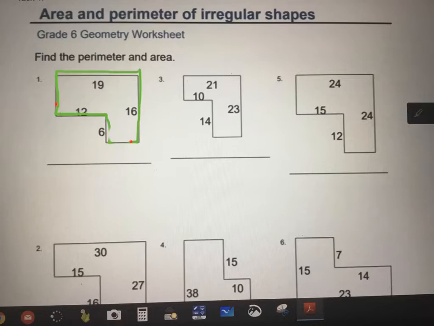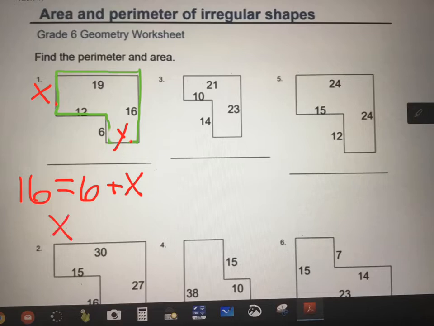So 16 is equal to 6 plus our unknown. We'll make this x and we'll say this one's y. So what number does x equal? Well, to make that statement true, x has to equal 10. So x equals 10.